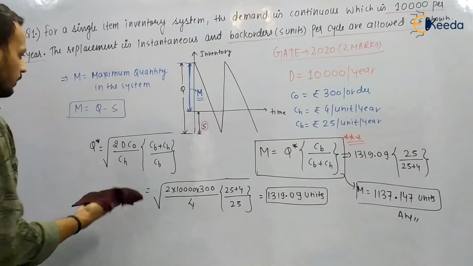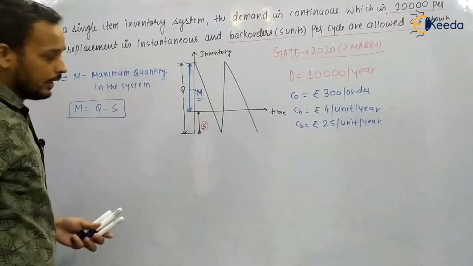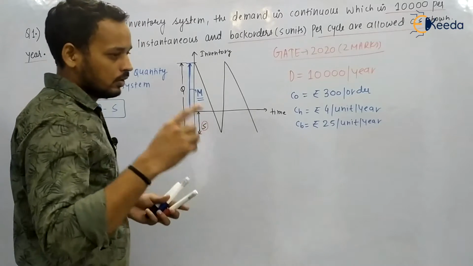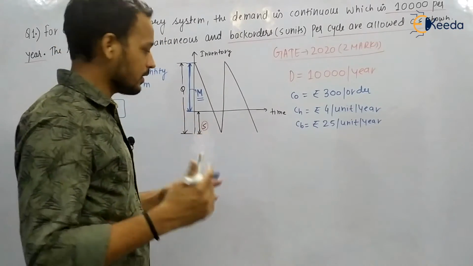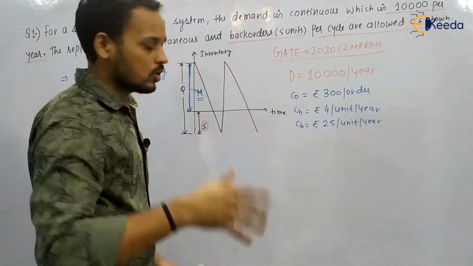So now we are going with the lengthy procedure. Now we will write one thing. We know from the shortage cost model that for the minimization cost criteria, we can write that the holding cost becomes equal to the shortage cost.